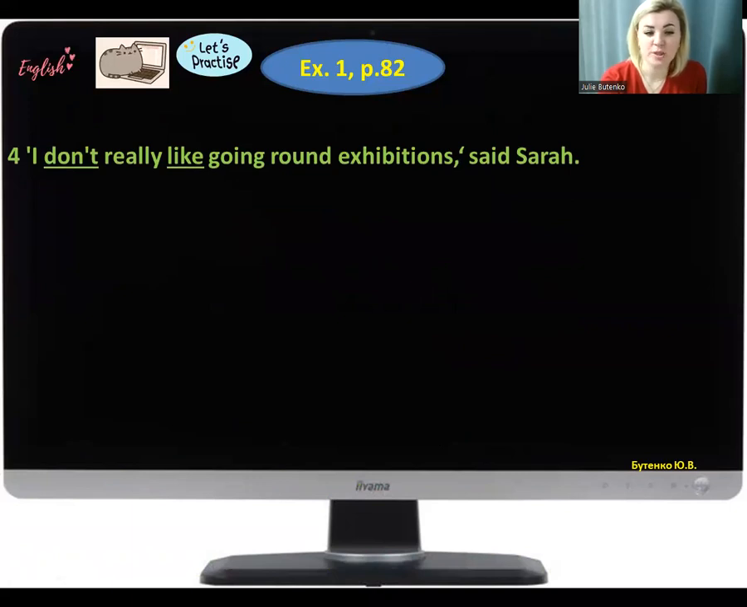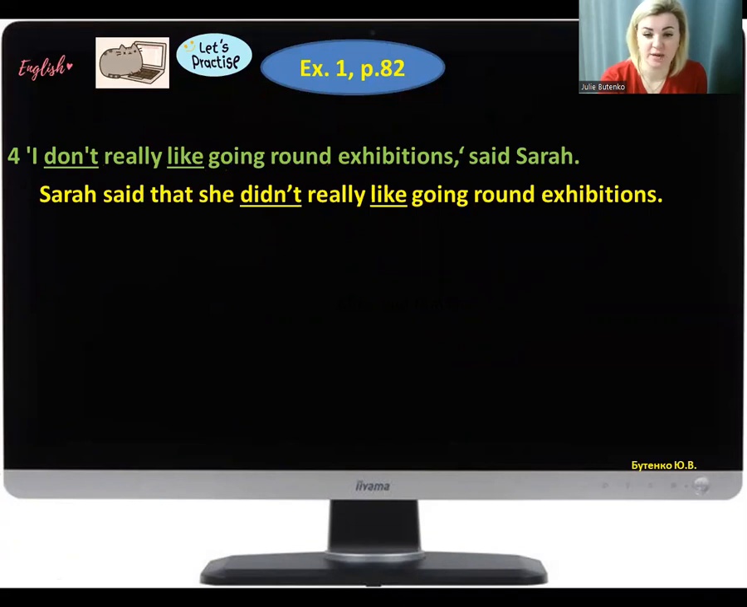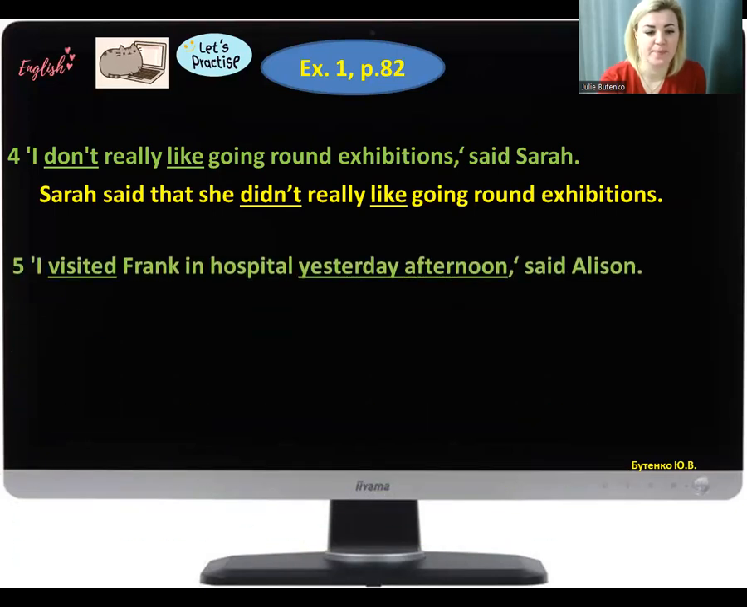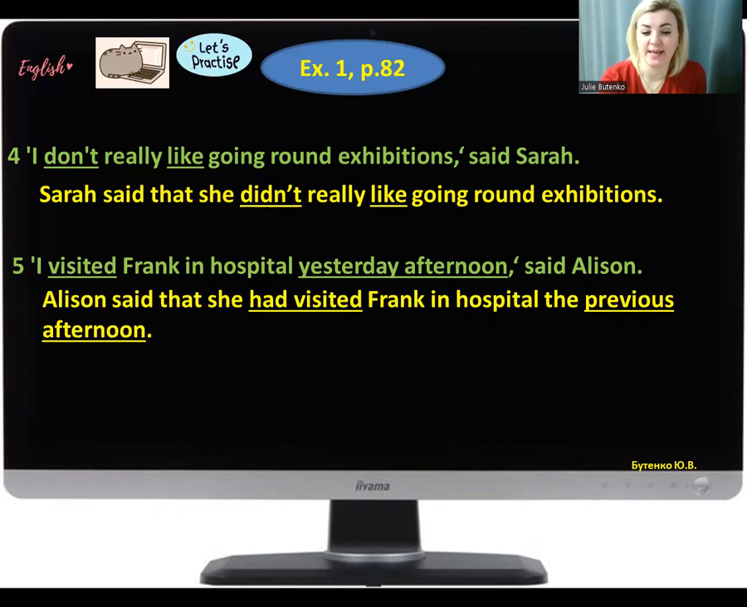Number 4. I don't really like going around exhibitions, said Sarah. Sarah said that she not don't but didn't really like going around exhibitions. Number 5. I visited Frank in hospital yesterday afternoon, said Allison. Allison said that she had visited, past simple into past perfect, Frank in hospital not yesterday afternoon but the previous afternoon.